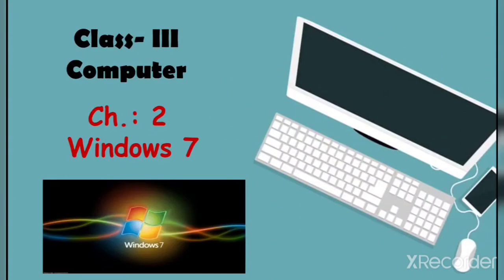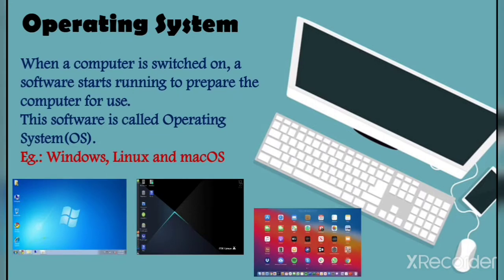Children, in today's computer class, we are going to study chapter 2, Windows 7. So let's start. First of all, let's understand about operating system.